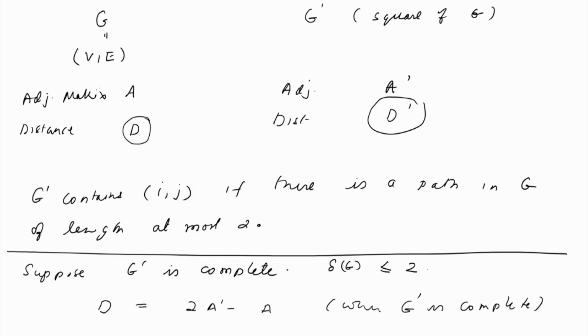The square of G is a complete graph. Then from that information we can recover back the distance matrix for G by taking twice the adjacency matrix A prime and subtracting A from it. This works only if the diameter is 2. For arbitrary diameter, what can we do?